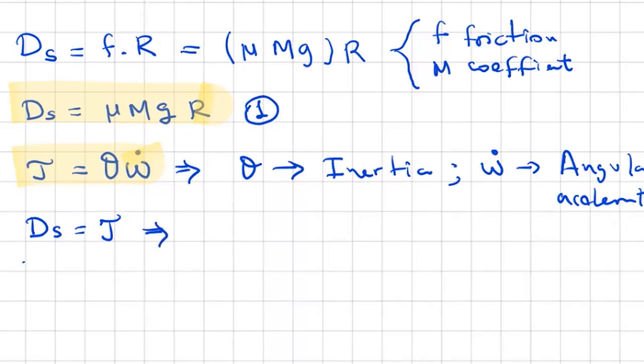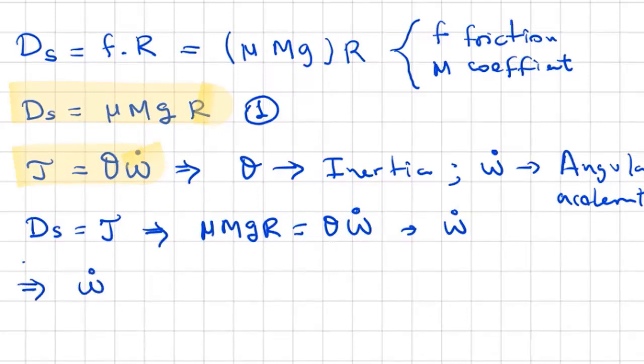Then we can write mu m g r equal to theta omega dot. We are doing this because we want to clear this term, the acceleration. So if we have this, we get the angular acceleration omega dot is equal to mu m g r over theta.